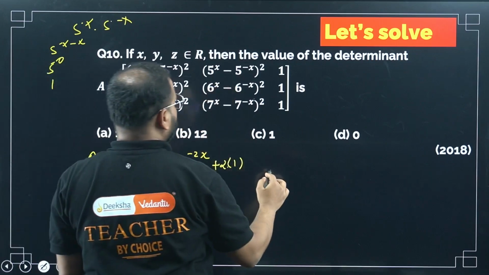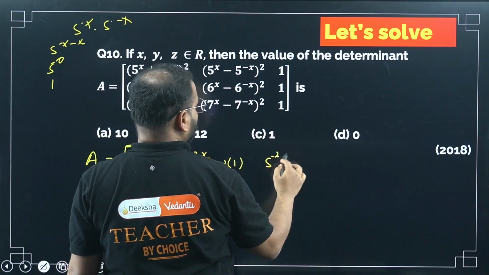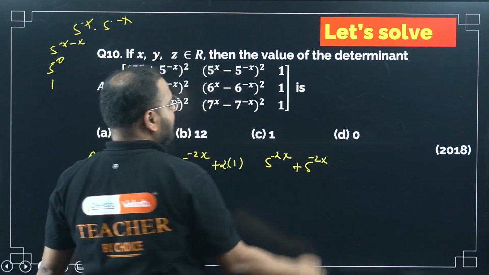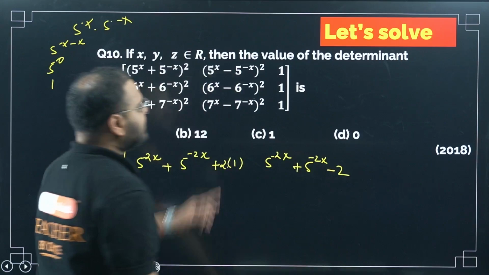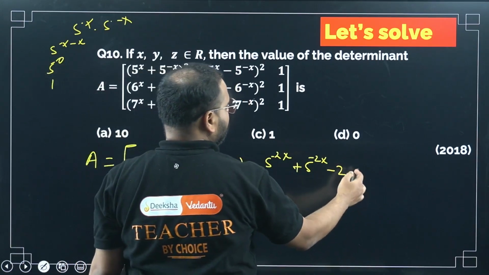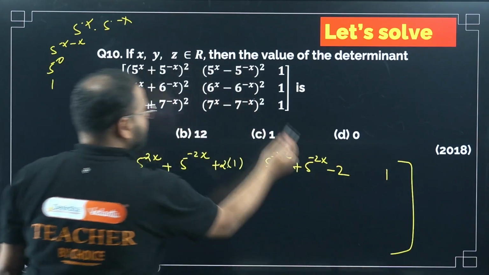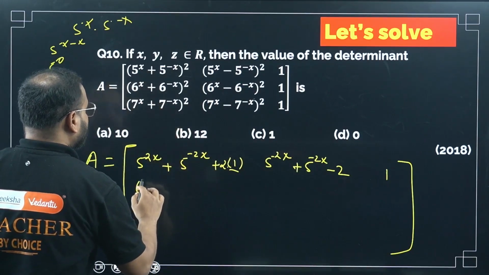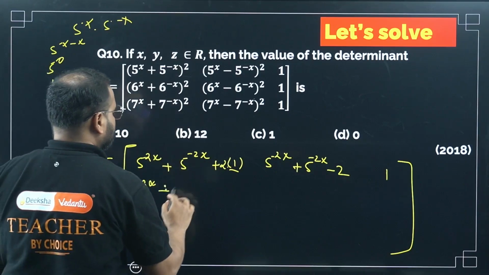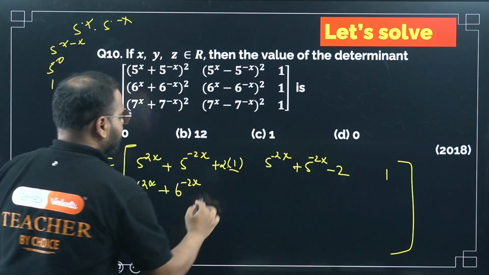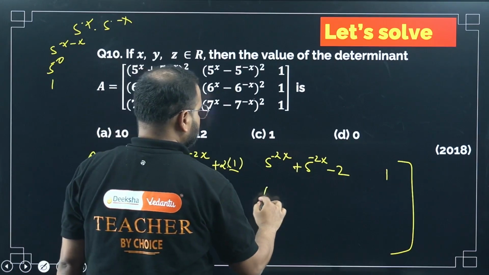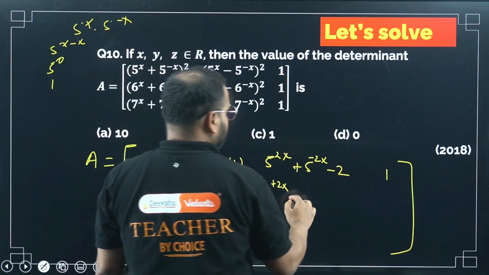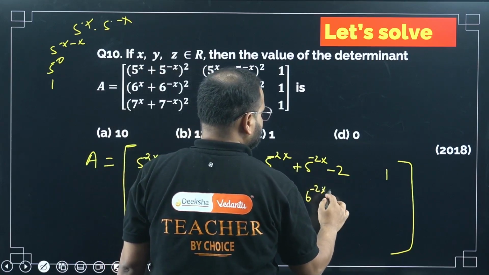What about this one? Same thing. 5 power 2x plus 5 power minus 2x, and then simply minus 2, because a minus b the whole square is there. I don't have to write 1 here. This one I'm talking about. What about this? Same thing I can write. 6 power 2x plus 6 power minus 2x, plus again 2. Over here, 6 power 2x plus 6 power minus 2x and minus 2.